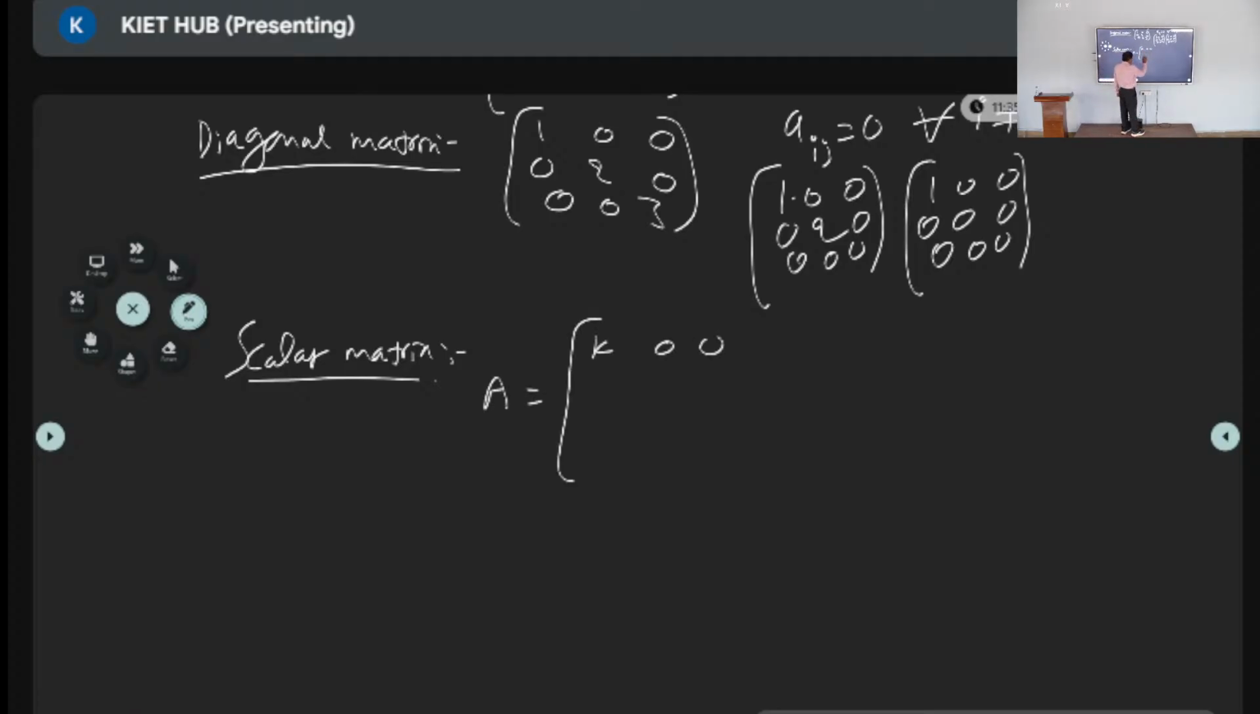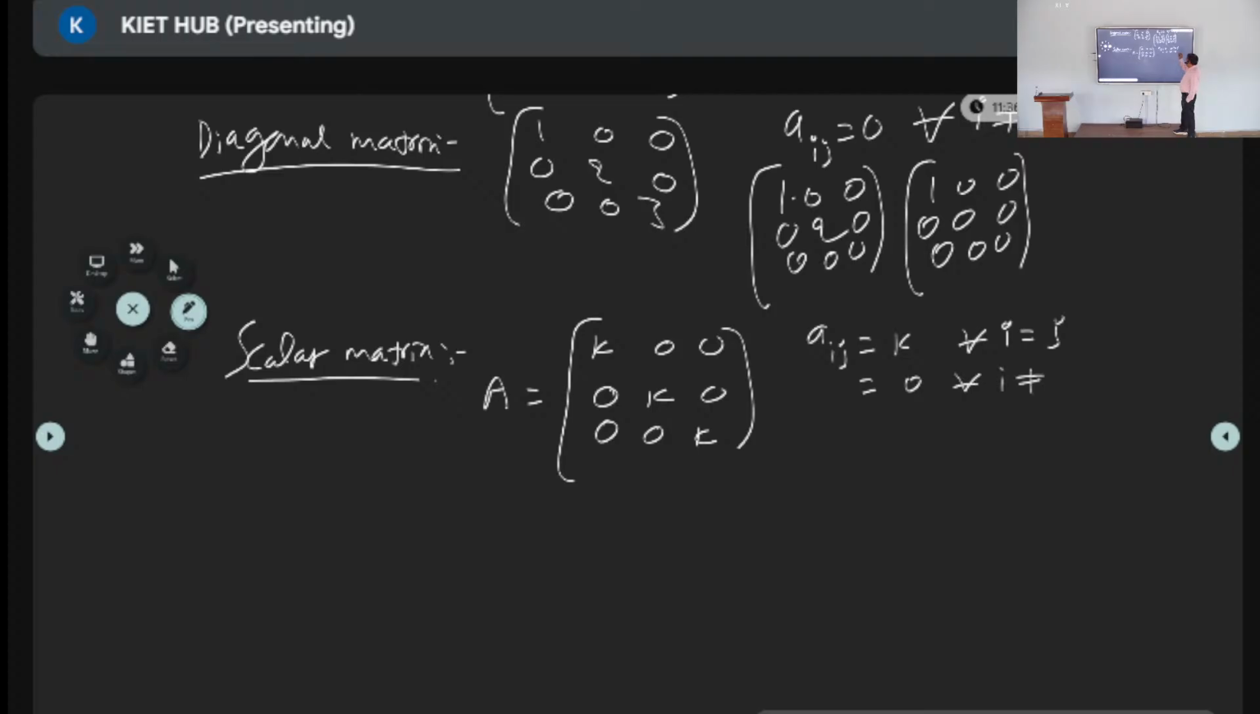K 0 0, 0 K 0, 0 0 K. First we are discussing concepts, then numericals. After the concepts we have the numericals PDF also, right? Hello. What is the definition of this one? Aij equal to K for all i equal to j. Yes or no? And 0 for all i not equal to j. Then it is called a scalar matrix. Scalar. K is the scalar.